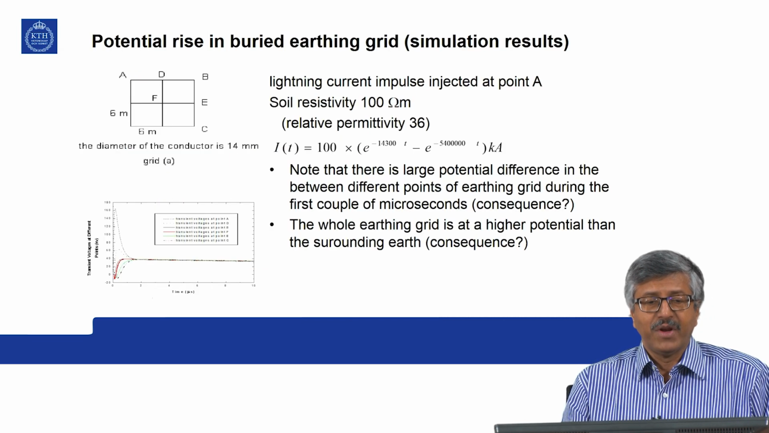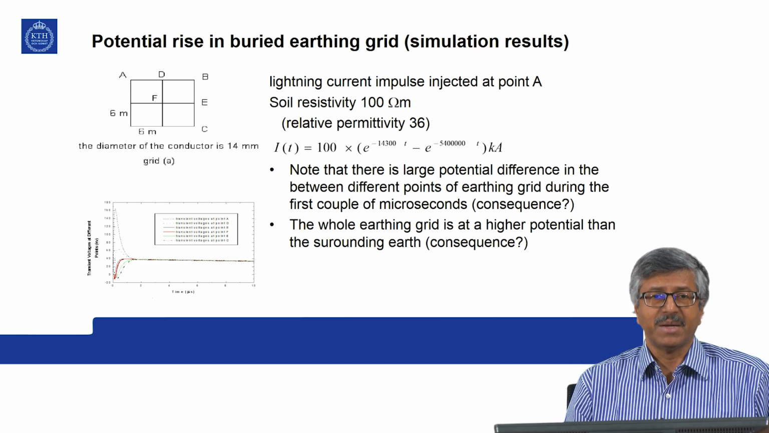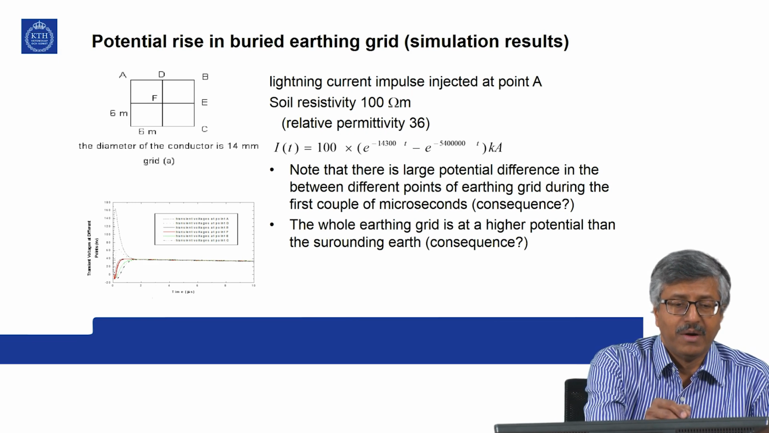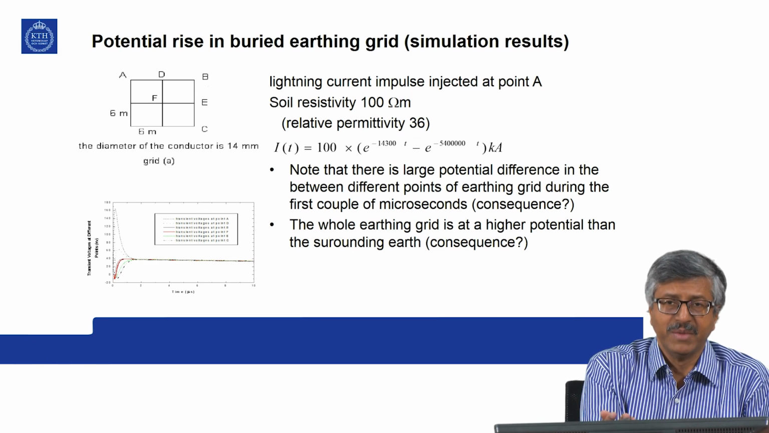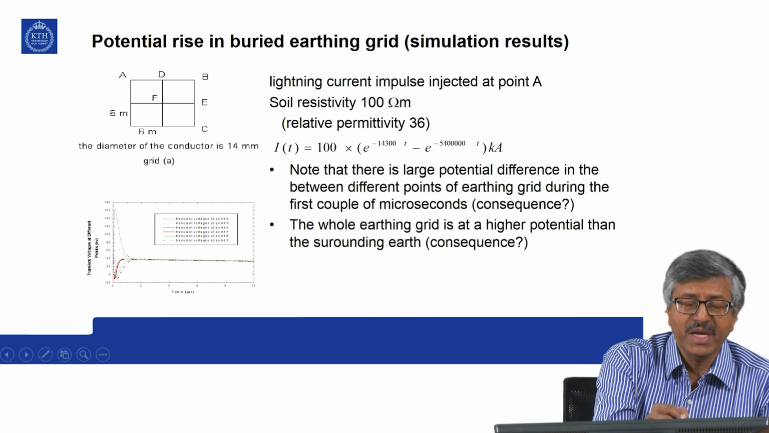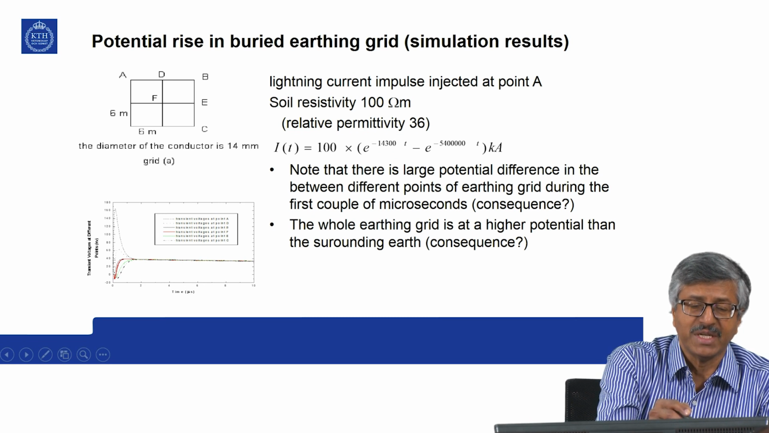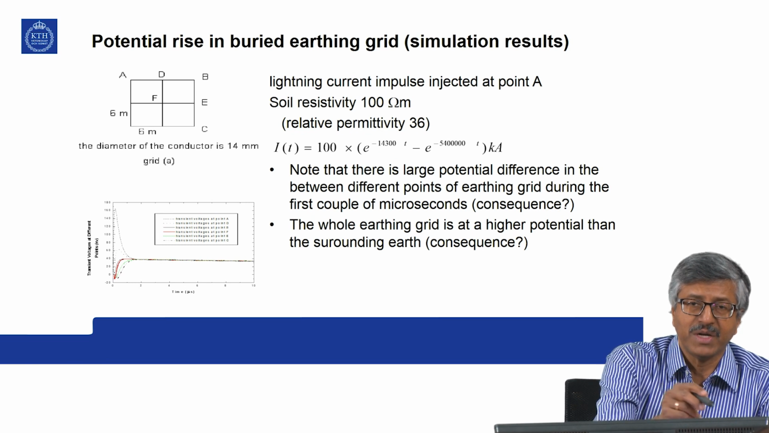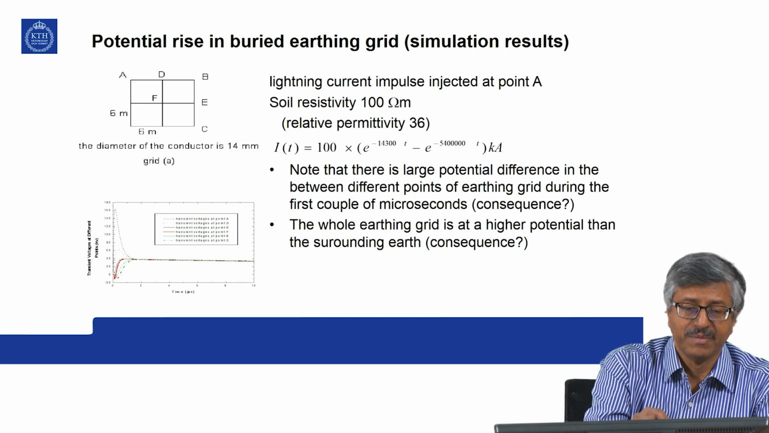So, this phenomenon can be illustrated by a simulation. Typically in power substations, we have a substation mat in the form of a grid buried underneath the substation, so that for the 50 hertz power supply it is a kind of equipotential grid, so that you do not have any big potential difference between different parts of the substation under 50 hertz, even if there is large current flow through different wires.